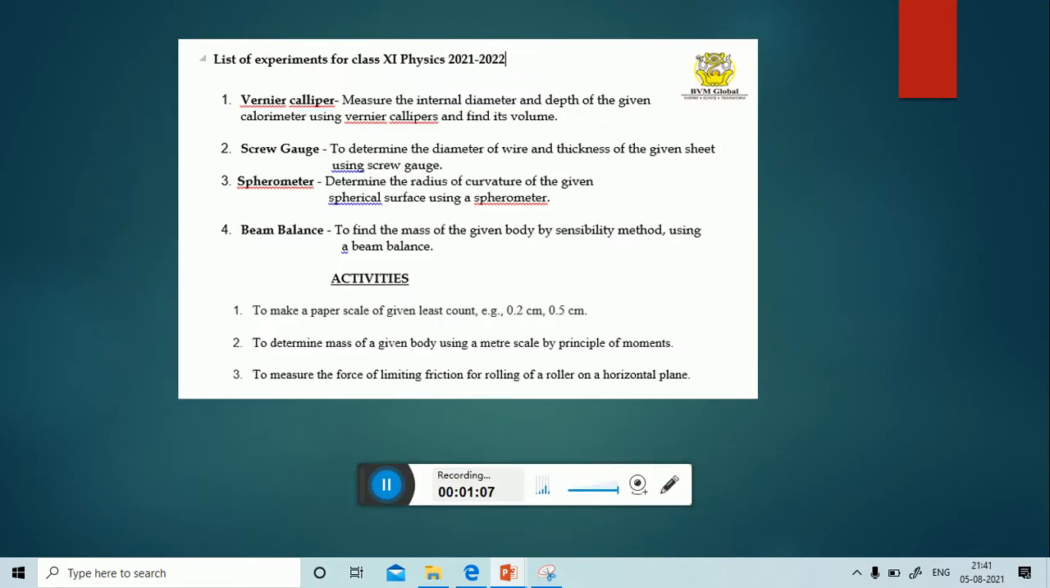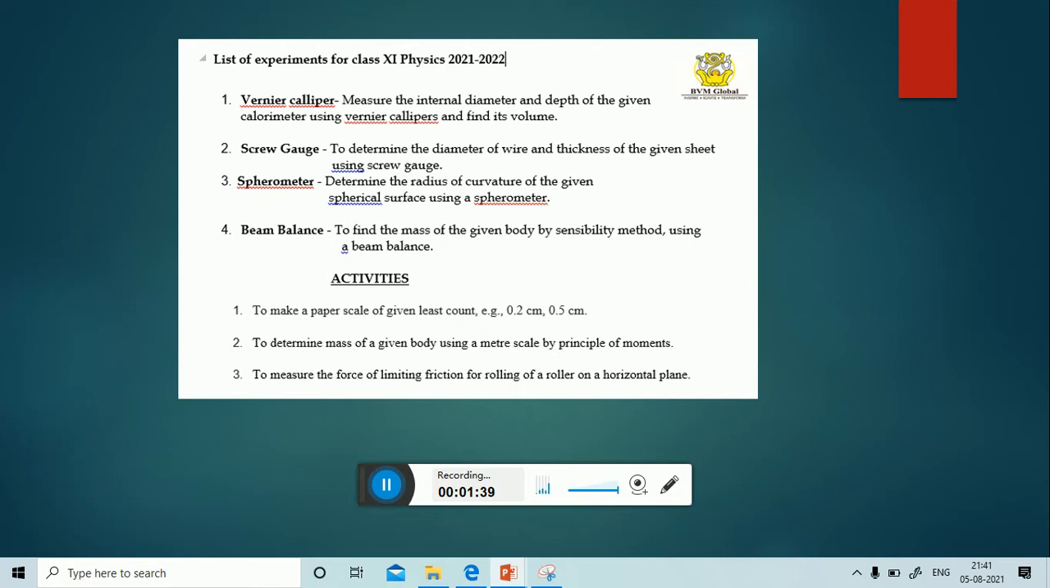As I have shown, these are the list of experiments and activities which we are going to do for this term 1. First one is Vernier calipers, second one is screw gauge, third one is spherometer, and fourth one is beam balance. And the activities which we are going to do are to prepare a paper scale with a least count of 0.2 centimeters and another scale with 0.5 centimeters.